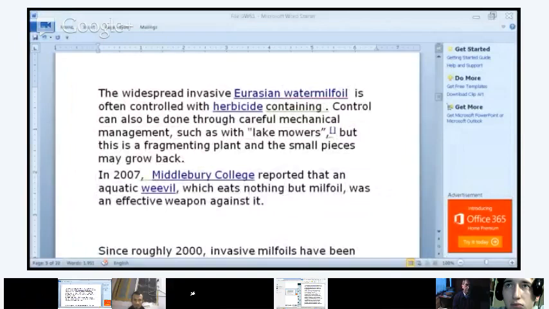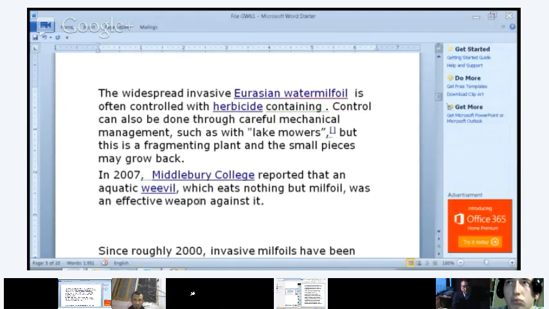All right, now we have some common language here. So the Eurasian milfoil is the water plant that I know of. Herbicide is a toxin that kills plants. Also, they can carefully use mechanical machines that work like lawnmowers.